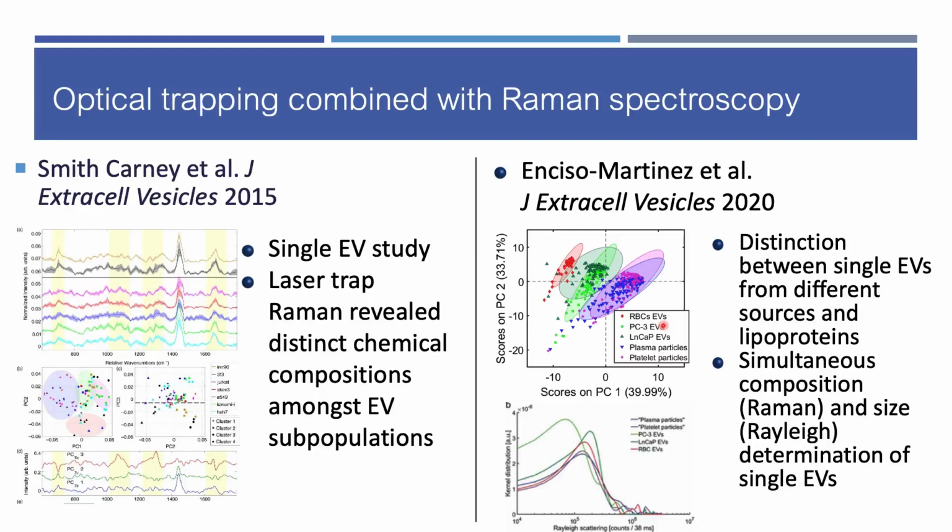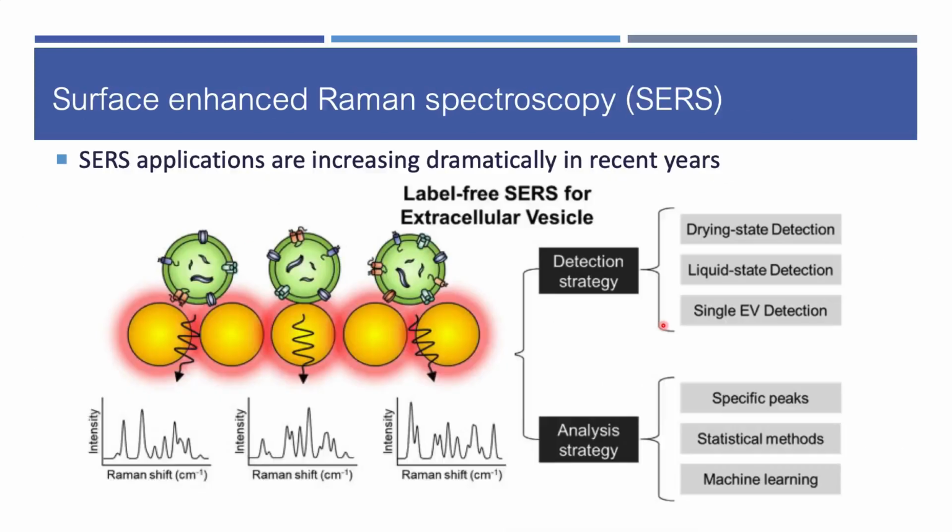This has been applied for many years at the single or bulk scale, and we've learned that, for example, tumor EVs have a higher cholesterol to lipid ratio. That is something very generically, very widely and broadly applicable to EVs. Here's the example on the right of doing sizing and spectroscopy at the same time.